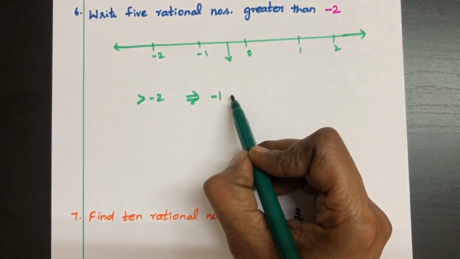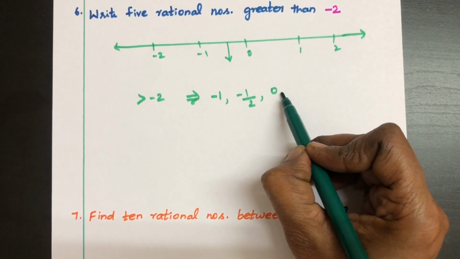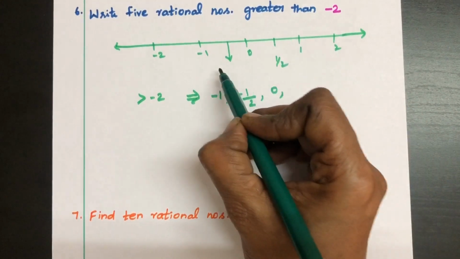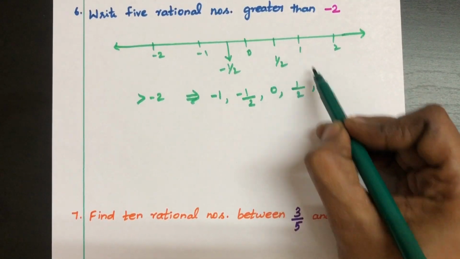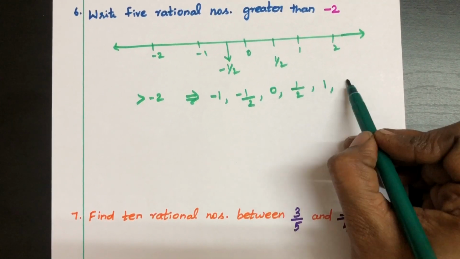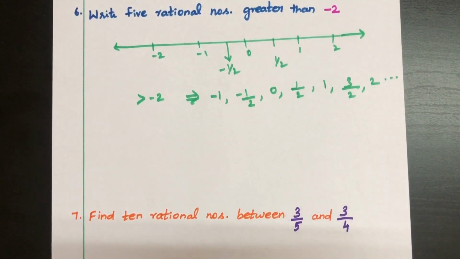Even minus 1 by 2 we can take. 0 is a number greater than minus 2, and 1 by 2. Here minus 1 by 2 we have taken, right? Here 1 by 2, even 1 is a rational number greater than minus 2. 1 by 2, 3 by 2, so many numbers we can write, and so on.